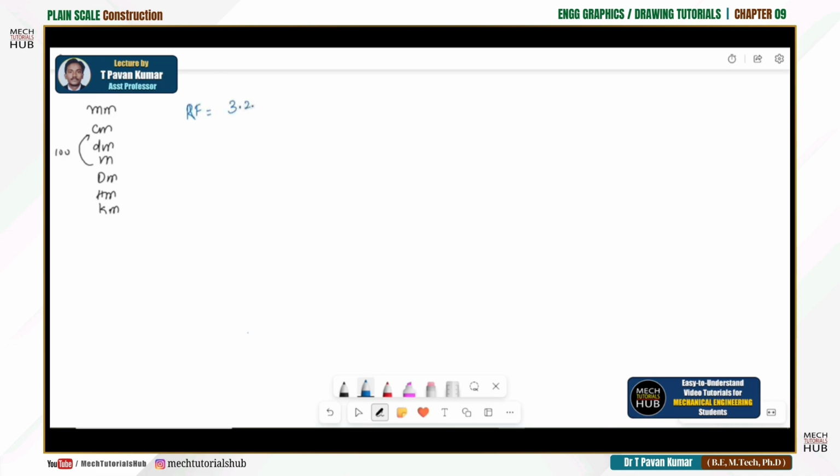3.2 centimeter by 4 meter. This is a problem already existing. So a 3.2 centimeter long line represents a length of 4 meters. And extend this line to measure length up to 25 meters. Measure length up to 25 meters means the maximum length given is 25 meters.